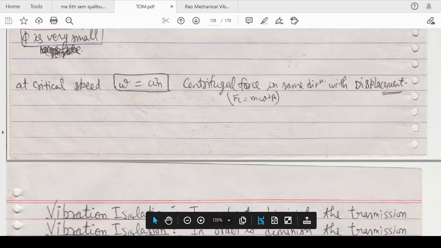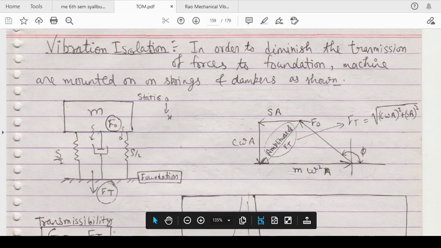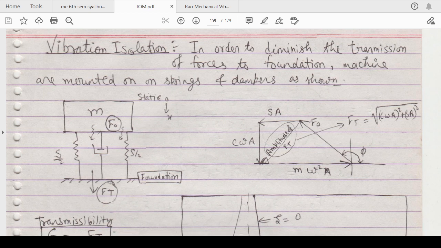You can also go through it. Now let's see what you understand by vibration isolation. Basically, in order to reduce the transmission of vibrating forces to the foundation, machines are mounted on springs and dampers, as shown.